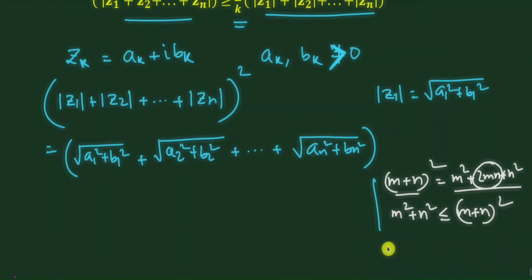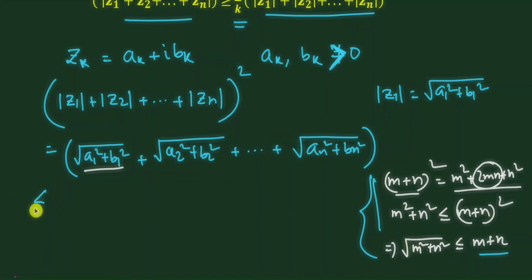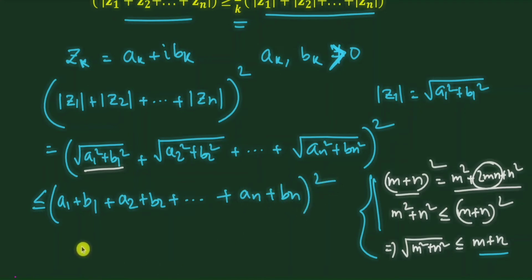And if we apply the square root on both sides, then we can write m square plus n square is less than or equal to m plus n, taking the positive square root. So for each of a1 square plus b1 square and a2 square plus b2 square, we can write a1 plus b1, a2 plus b2, this simple inequality. So we can write this is less than or equal to, sorry, this is squares, a1 plus b1 plus a2 plus b2 plus an plus bn whole square.